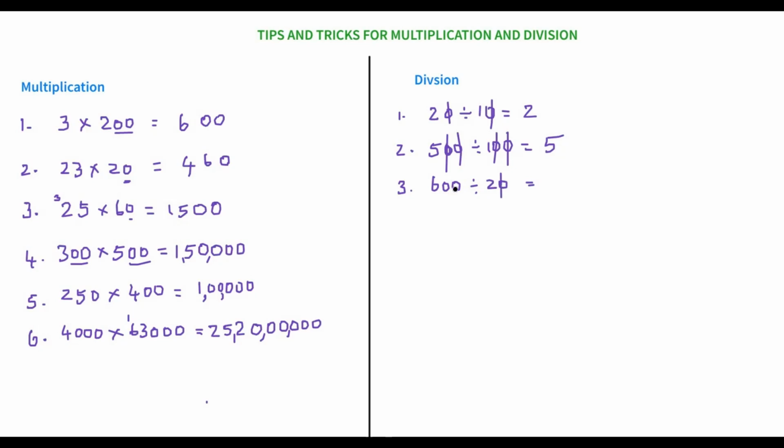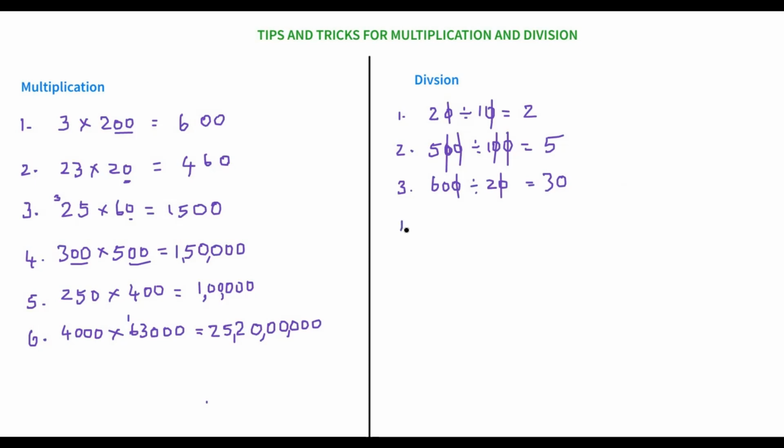So I will cross out 1 zero this side and 1 zero this side. That's it. You will not cross out the other zero. That zero will be written directly here. We will not do anything to it. However many zeros are remaining, we will write those zeros there. Then 6 divided by 2 is 3. That is pretty easy. So we've got our answer for 600 divided by 20. Instead of doing the long division method, we found our answer in a few seconds.